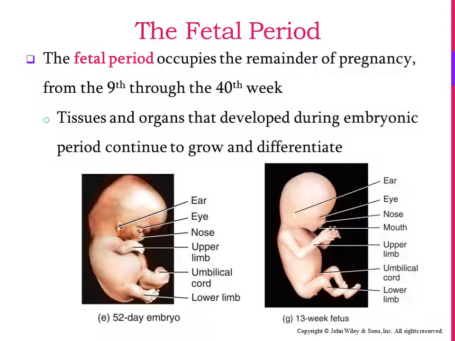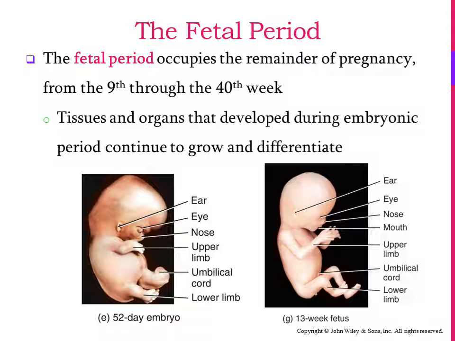All right, we're going to quickly move through the stage of the fetal period and just note some key milestones of development. So after the first 8 weeks, which is the embryonic period, the developing child will then enter the fetal period, which covers weeks 9 through 40. During the fetal period, tissues and organs that develop during the embryonic period continue to grow and differentiate.